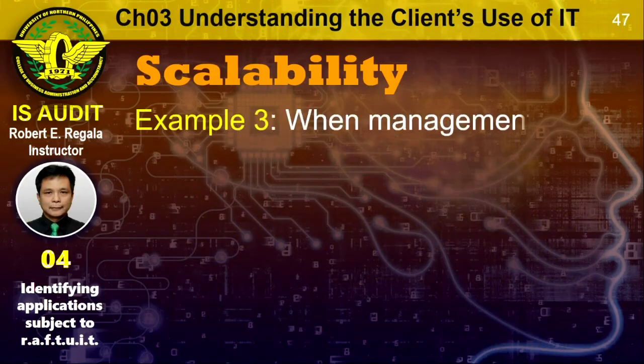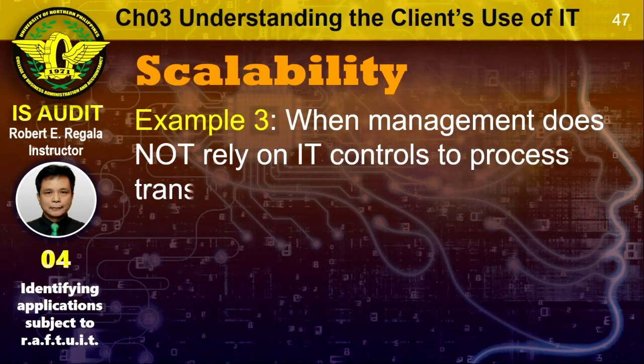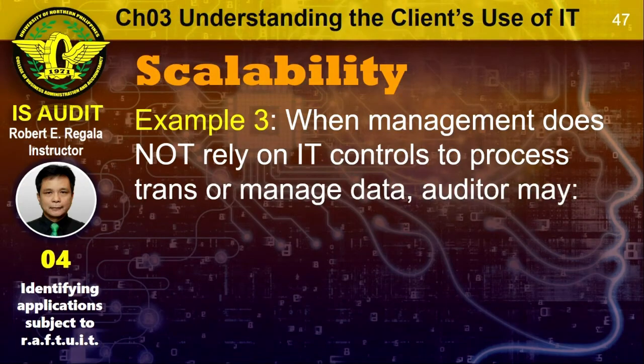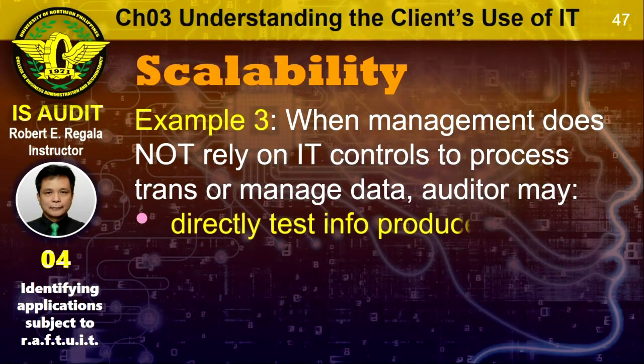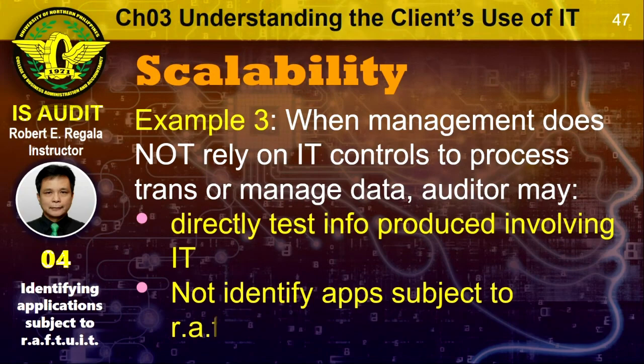Example number 3, when management is not relying on automated controls or general IT controls to process transactions or maintain the data, and the auditor has not identified any automated controls or other information processing controls, or any that depend on general IT controls, the auditor may plan to directly test any information produced by the entity involving IT and may not identify any IT applications that are subject to risks arising from the use of IT.